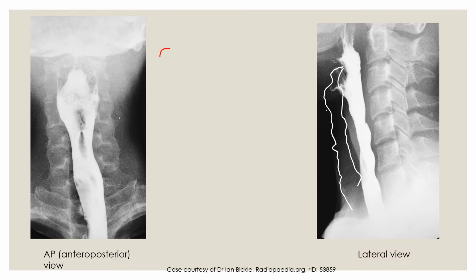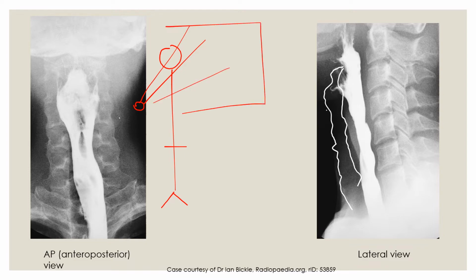An AP view means basically this patient is standing face on to our X-ray source, which emits X-rays through the patient and is detected behind the patient. And a lateral view, as I mentioned previously, the patient is facing side on and we shine X-rays through the side of the patient, and it's detected behind the patient.